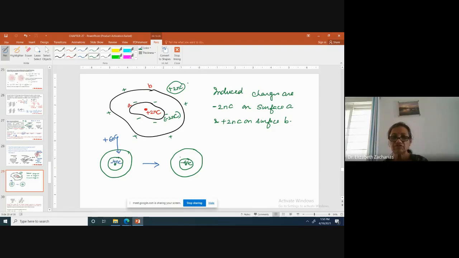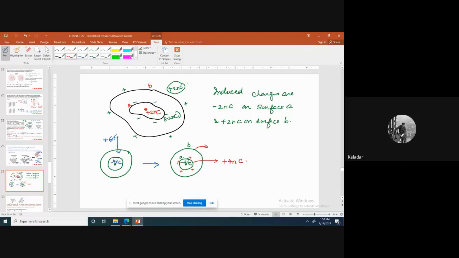What will be the charge on surface A? What will be the charge induced on surface B? On A, what will happen? +4 nanocoulomb. That you can close your eye and say. What will be the charge on the outer surface? +2 nanocoulomb. Why? It should originally have -4 nanocoulomb, but we are adding +6, so the difference would be +2 nanocoulomb.